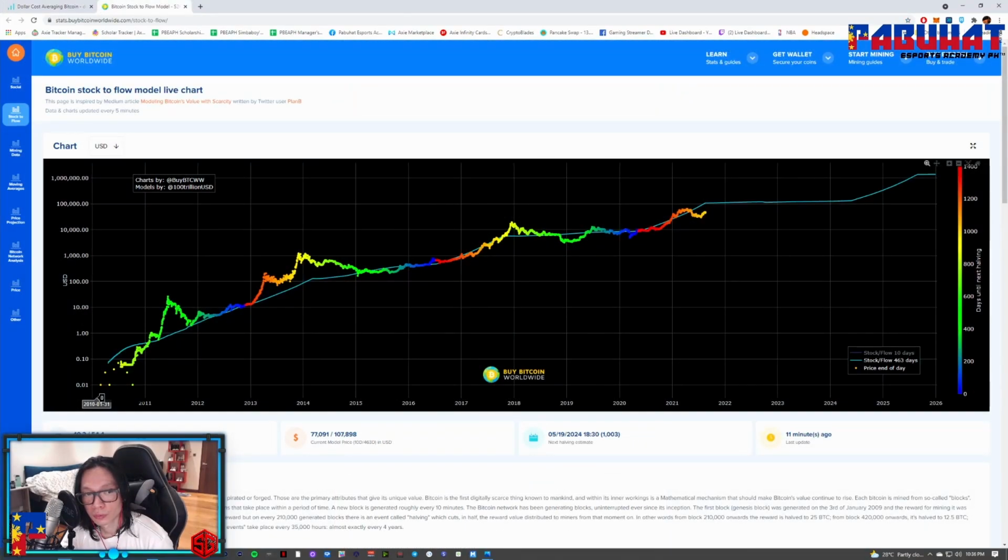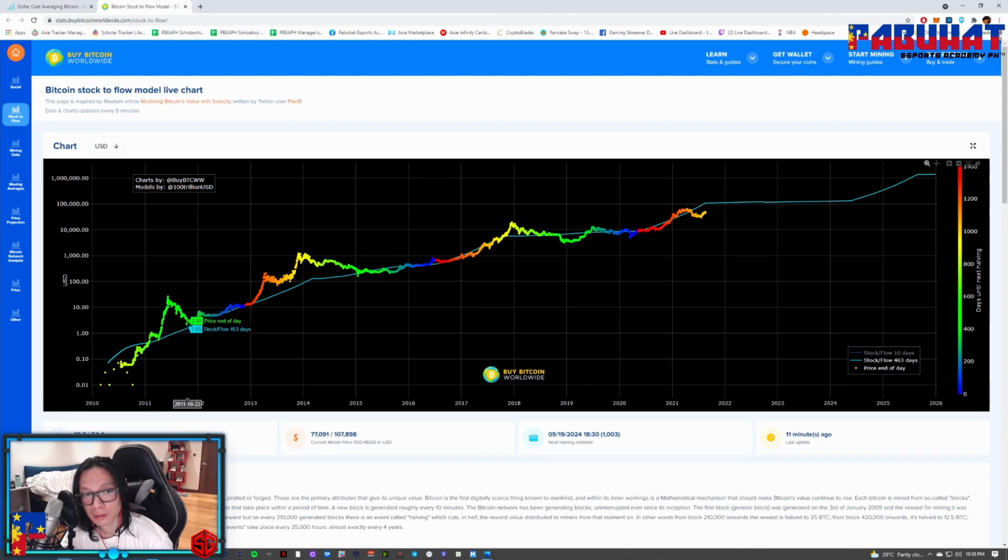So this is the stock to flow, which compares the 463-day average to the price of Bitcoin throughout the years. This color shows days until next halving. Bitcoin halving happens every 4 years, so this is considered a 4-year cycle of Bitcoin. As you can see, as the color turns red, it nears the halving period. The price of Bitcoin follows the 463 stock to flow model. So this is what people usually use to see if it's the right time to buy.